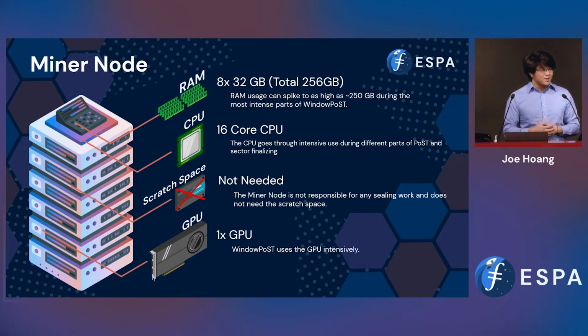Failing that, you get faulted. Failing that again, you get slashed. This guy's going to be your most important one. Go ahead and give it 256 gigabytes of RAM because at the highest points of window posts, it can reach up to 250 gigabytes of RAM usage.